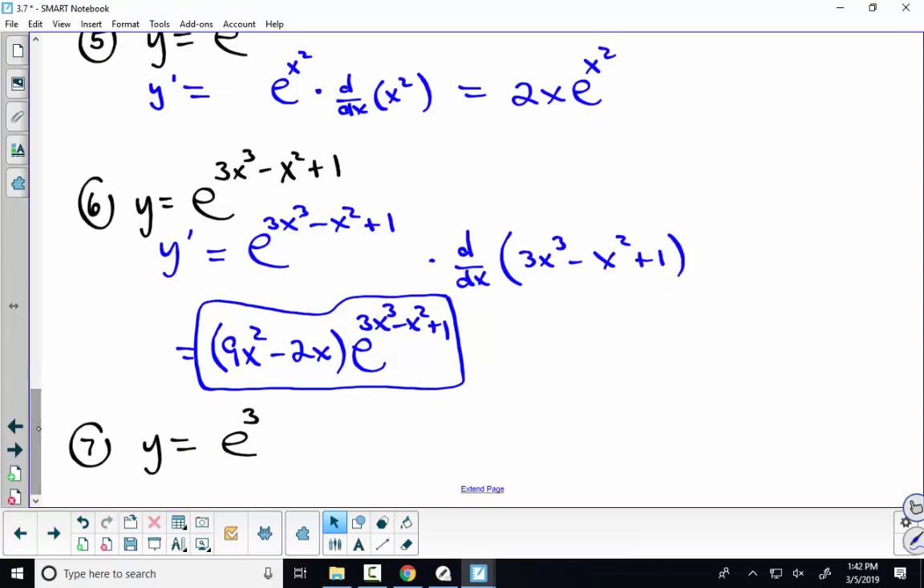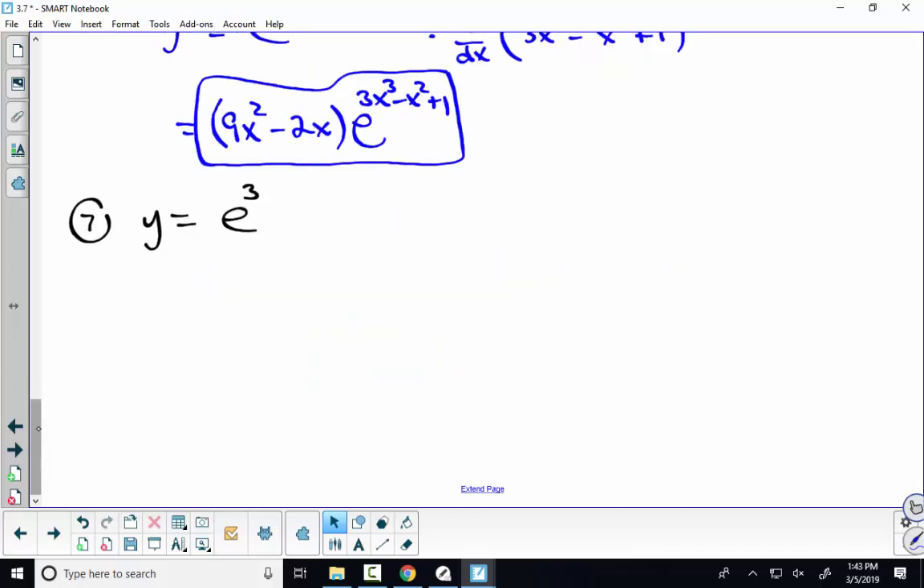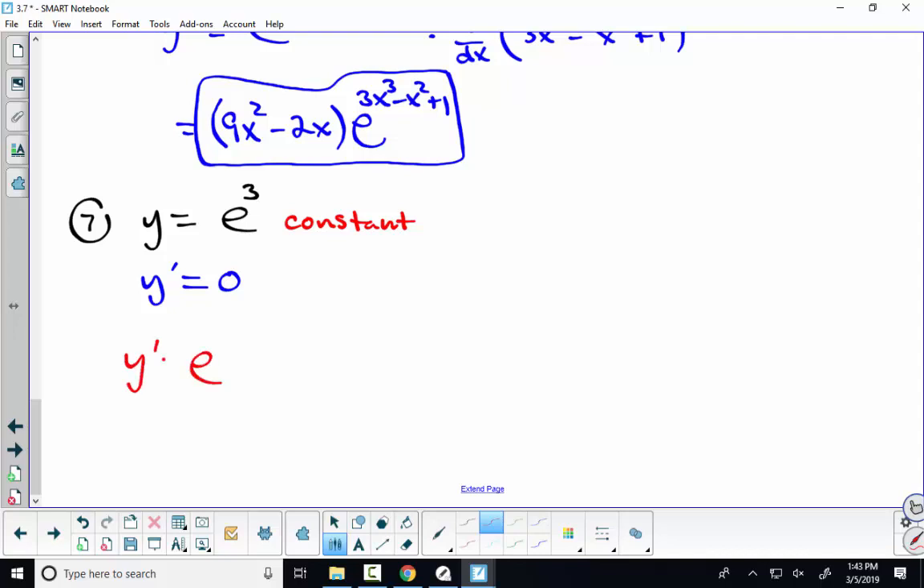So derivative of e to the third. 0. How do we know? It's a constant. E cubed is a constant. We could still think of it as e to the power, the derivative is e to the power times the derivative of the power, right? But the derivative of 3 is 0, so we have e cubed times 0, which is 0.